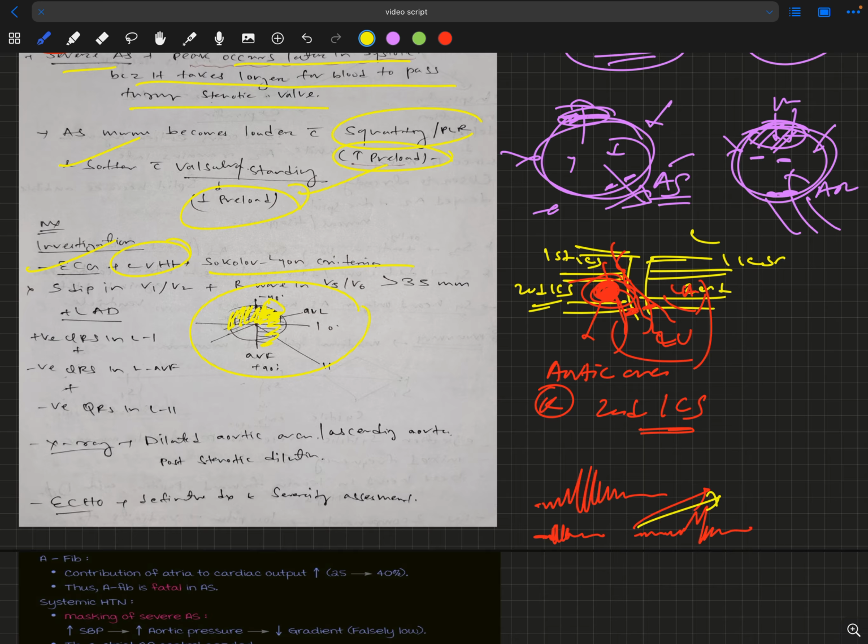So this is what is coming here. This is left axis deviation. So negative QRS in lead aVF, negative QRS in lead 2 and positive QRS in lead 1.